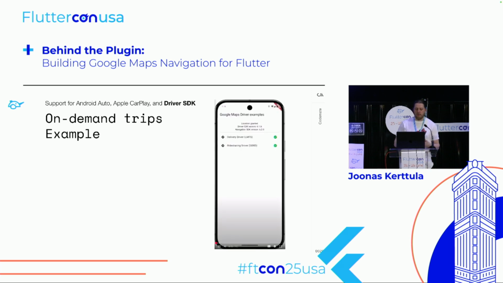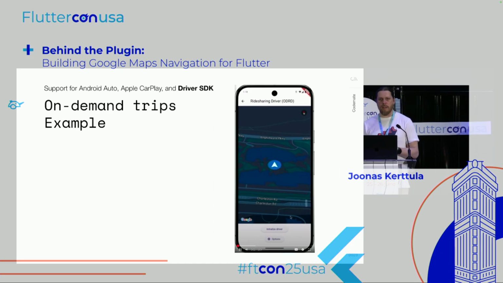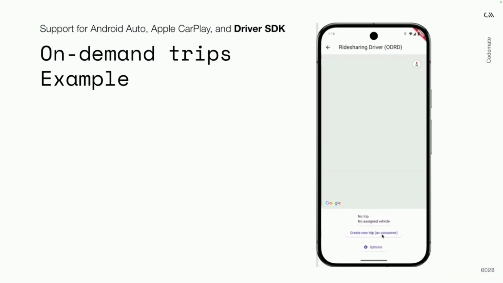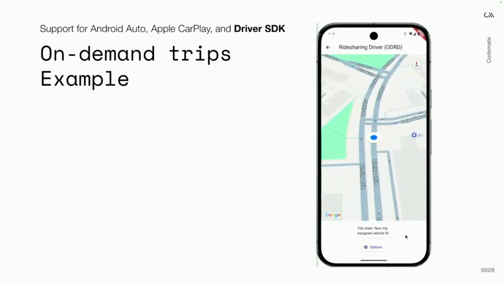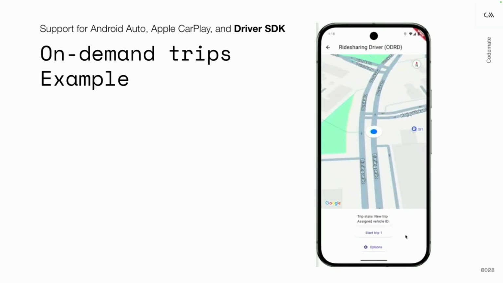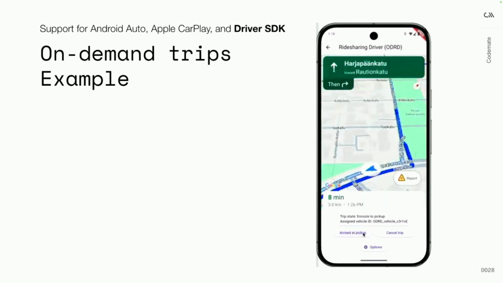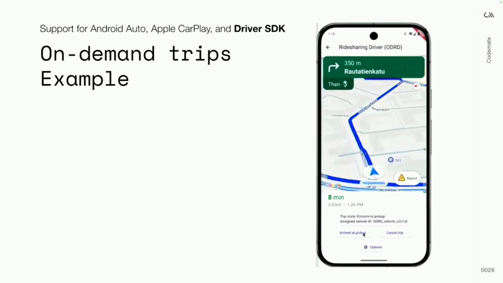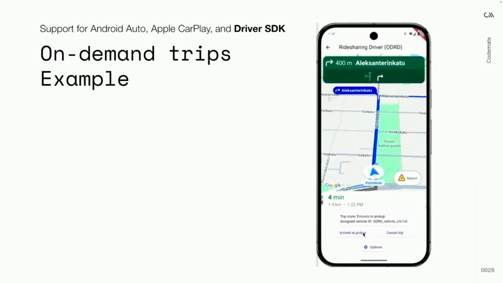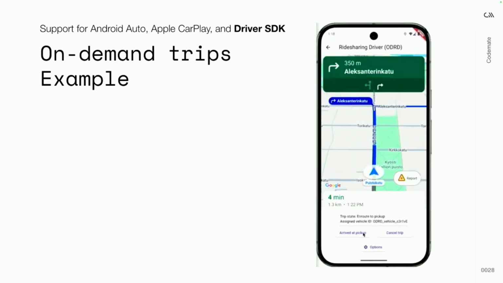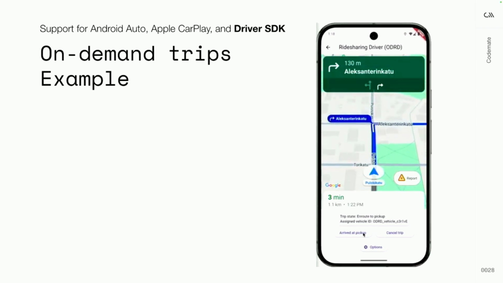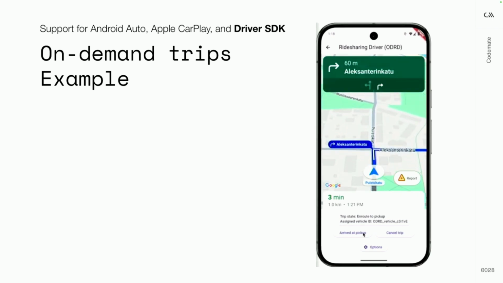And then there are on-demand trips, which means that this is for companies like Uber or taxi companies, which take people to the ride and drop them to different locations. And there's own API for that in the driver SDK. And these all are available with this Flutter implementation for driver SDK.